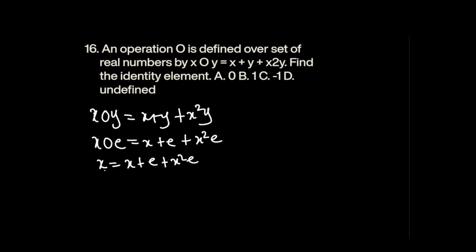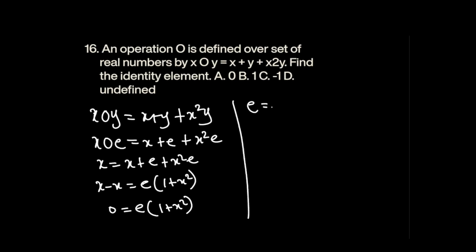So for us to do that, take this one to the other side. Then you have x minus x into E times 1 plus x squared. So x minus x will give us 0. So 0 equal E into 1 plus x squared. Then I have that E is equal to 0 divided by 1 plus x squared. So E is equal to 0. So the correct answer to this is going to be A.